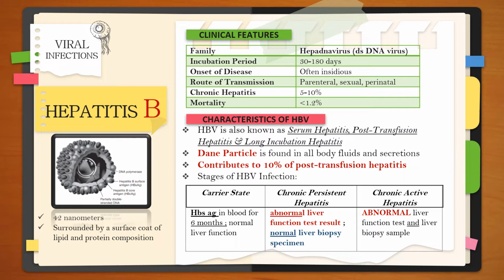So aside from blood transfusion, the most common and classic route of transmission is the sexual route, preceded by the parenteral and the perinatal transmission. HBV infections may progress to chronic hepatitis and often result in a higher risk of cirrhosis and hepatic carcinoma, and has a mortality rate of less than 1.2%. HBV infection has a rate of 5 to 10% of disease progression to a chronic state hepatitis.